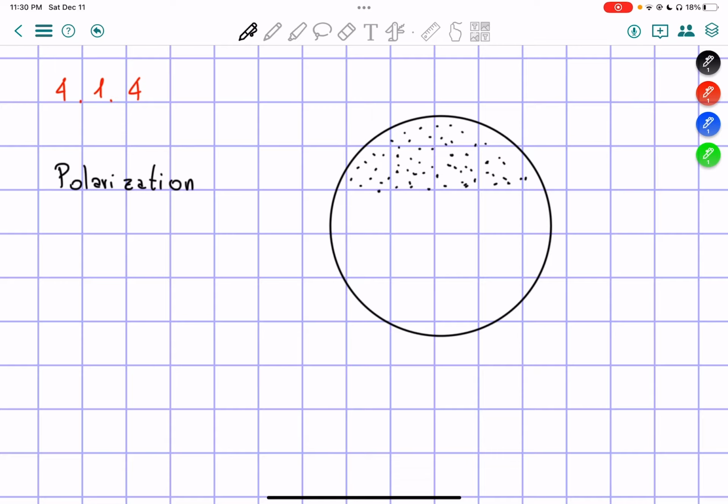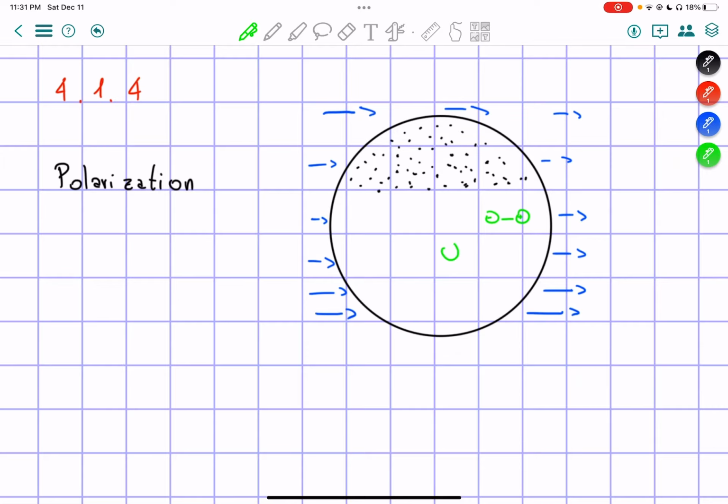Well, actually, when we apply an electric field on the outside, the molecules on the inside are affected as well. What does it mean? Well, it means that if this field affects the molecules inside, the molecules inside will actually start pointing in the same direction. So in this case, we would have a positive side on this side and a negative side on this side.